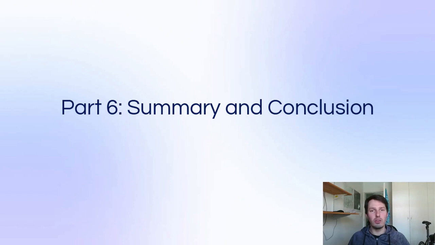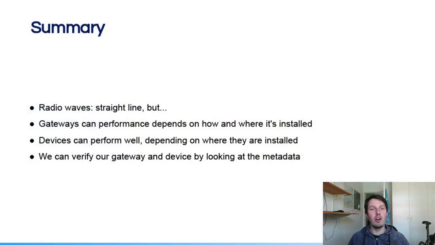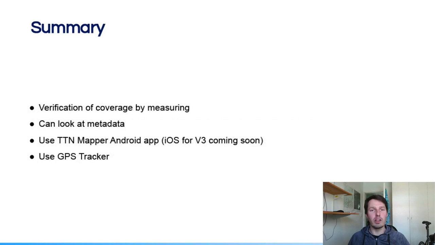Now that we are at the end of this workshop on LoRaWAN range testing, let's summarize what we have learned. Radio waves travel in a straight line, but there are many factors that block or weaken them. Gateway performance mostly depends on where they are installed. Device performance also mostly depends on where they are installed. RSSI and SNR indicate if our device and gateway are performing well or not. We can verify our coverage by doing a range test. The metadata from this test will tell us if the signal is good or not. We can use the Dtmapper app to help us, or we can use a GPS tracker for this.